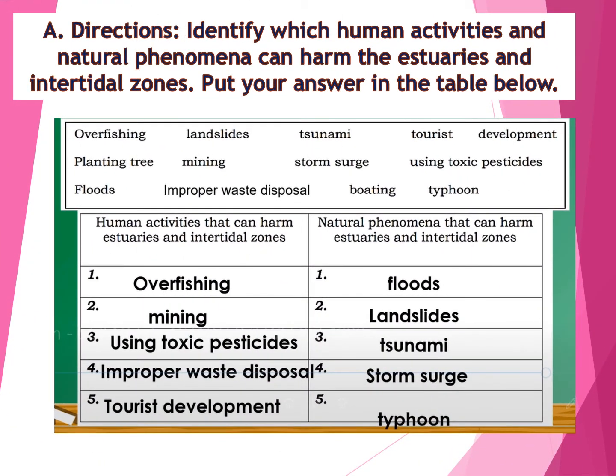Number 1, overfishing. Number 2, mining. Number 3, using toxic pesticides. Number 4, improper waste disposal. And number 5, tourist development. For natural phenomena, number 1, floods. Number 2, landslides. Number 3, tsunami. Number 4, storm surge. And last, number 5, typhoon.